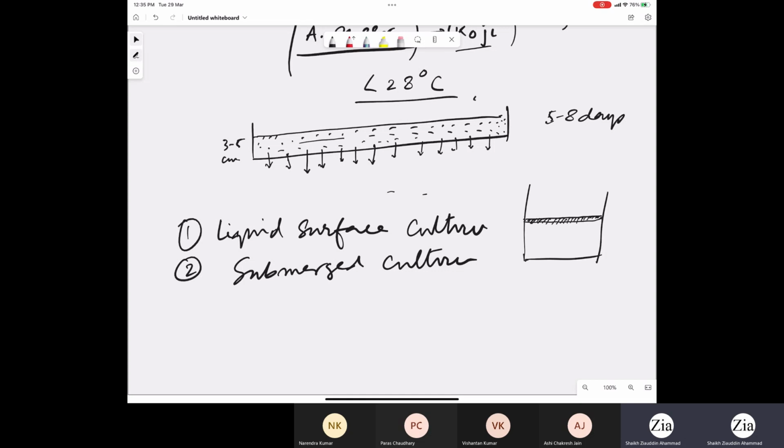and humidified air is blown over the surface, because from the bottom it will actually interact with the liquid and other nutrients, and to moisten the surface you will just blow humidified air or humid air on the surface. Again, here also you just do this operation for 5 to 6 days.